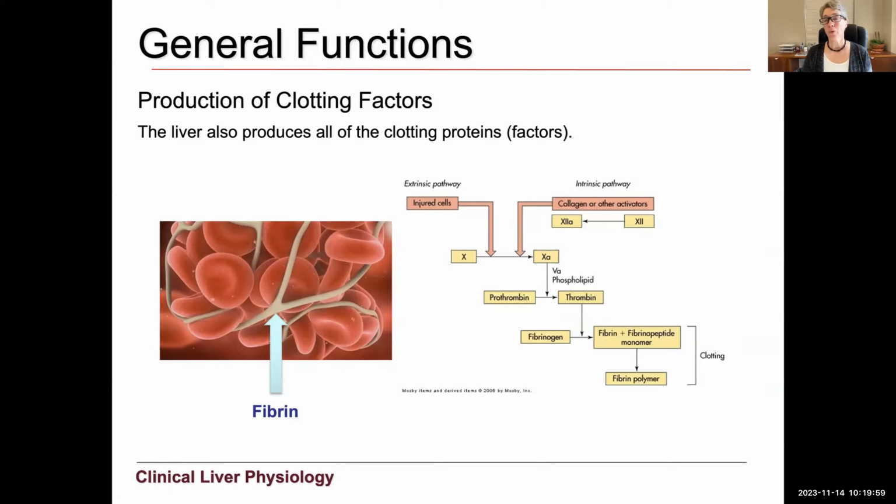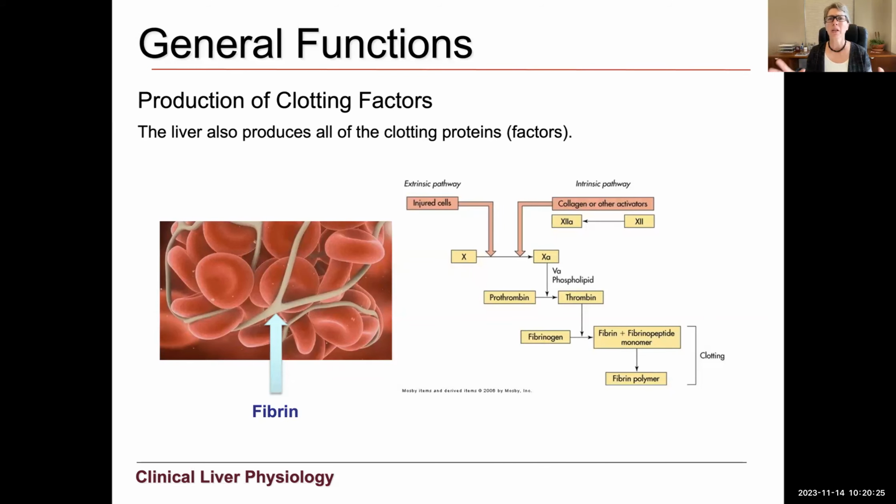Some clotting factors also have a given name. So factor 12 is sometimes called Hageman factor. Factor 10 doesn't necessarily have its own name. But here's another one here, prothrombin. That's actually factor 1. Actually, I take it back. Prothrombin is factor 2 and fibrinogen is factor 1. So some of the clotting factors have names and some have numbers.